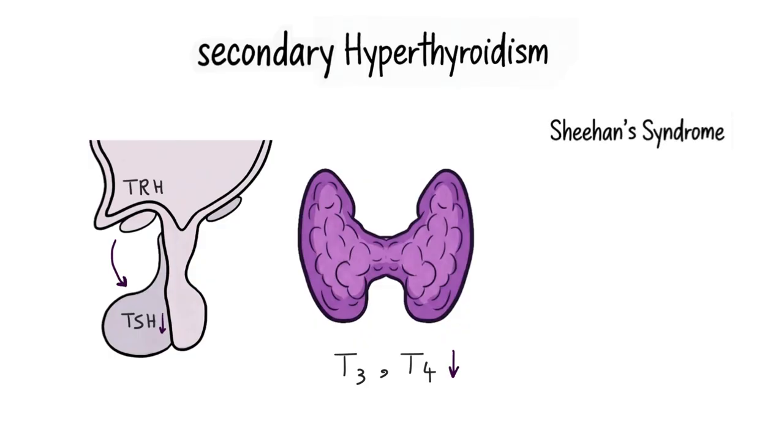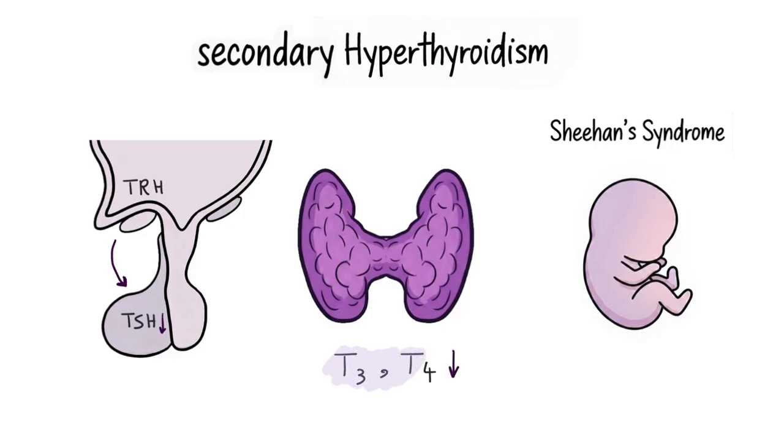This condition is usually seen in women who have experienced severe bleeding during childbirth. In such cases, blood supply to the pituitary gland decreases, and part of the tissue may undergo necrosis. As a result, the secretion of pituitary hormones, including TSH, decreases, which can ultimately lead to secondary hypothyroidism.